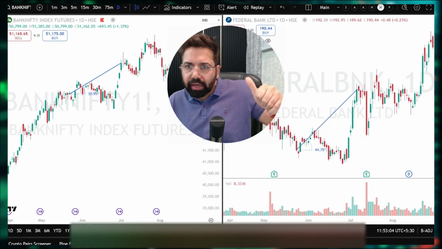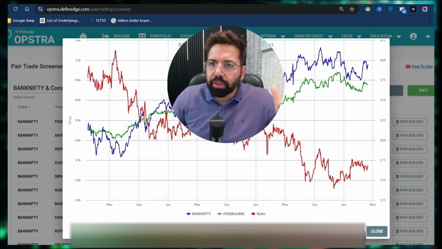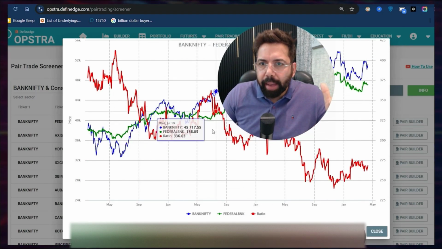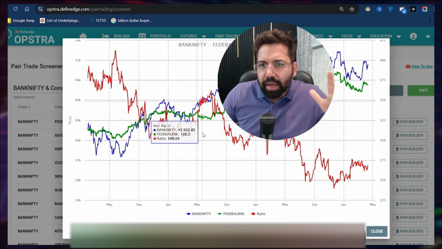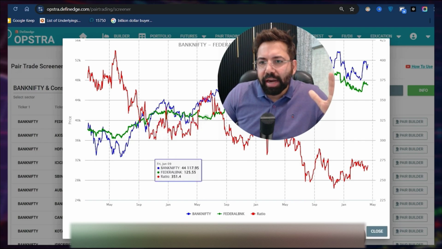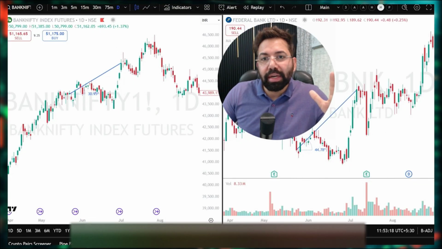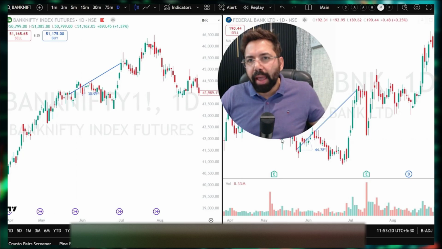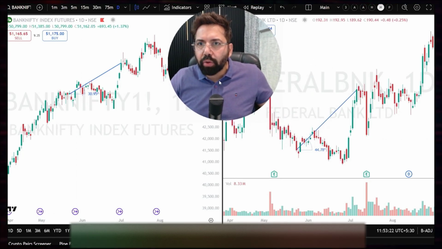Okay, let's just recheck it again. Is it telling us the same thing? We open this and what do we see? Is that absolutely correct? This red line, which you can see, is telling us around the 22nd, around the 24th, that Bank Nifty is going to go a little less bullish and Federal Bank is going to go more bullish. And let's see how this happens.